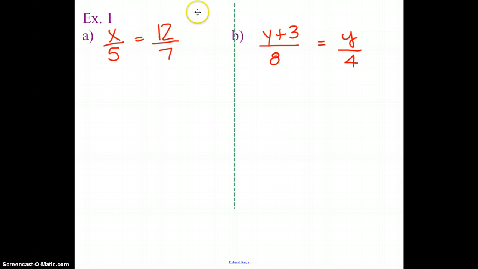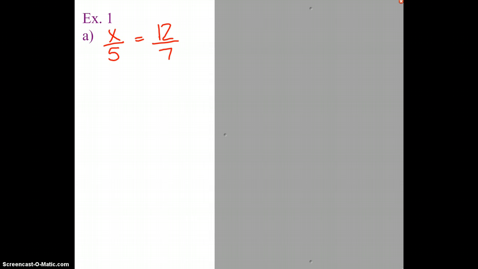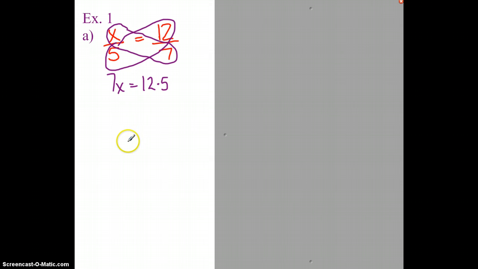Okay, now on these first problems, let me just move this line on. And I'm actually just going to black out half the problem so we just focus on this part. On this problem, we're going to cross multiply. So if I cross multiply in this direction, it's going to be 7x. If I cross multiply in the other direction, it's going to be 12 times 5. So 12 times 5 would be 60.